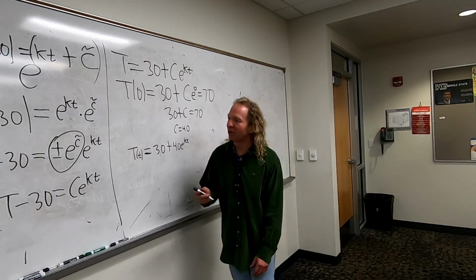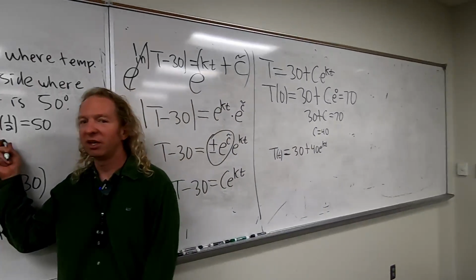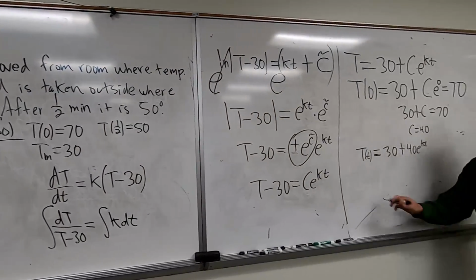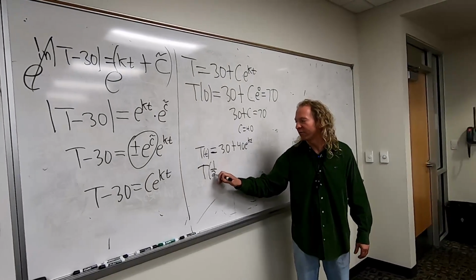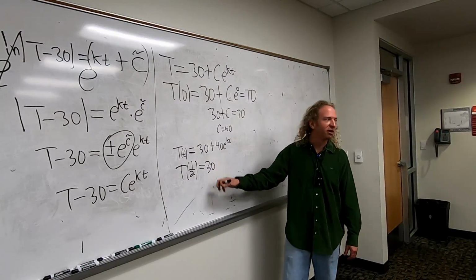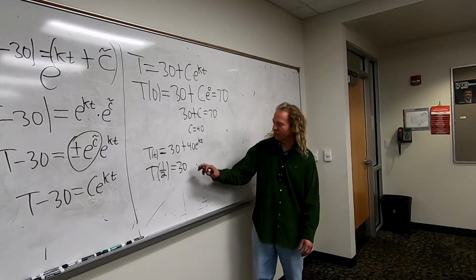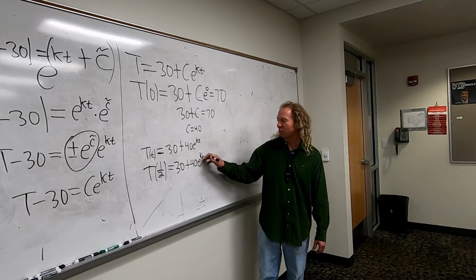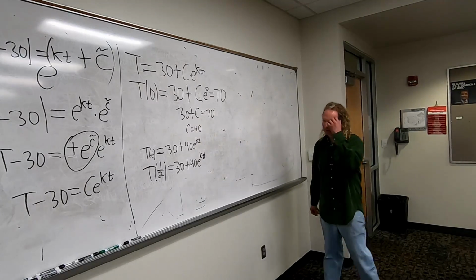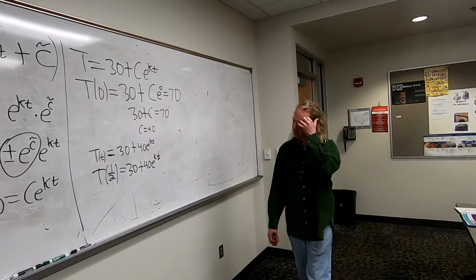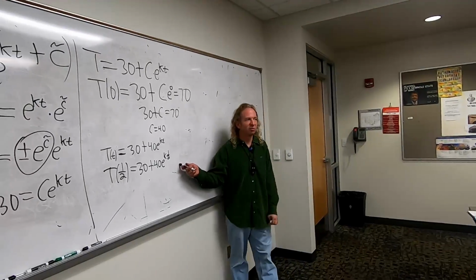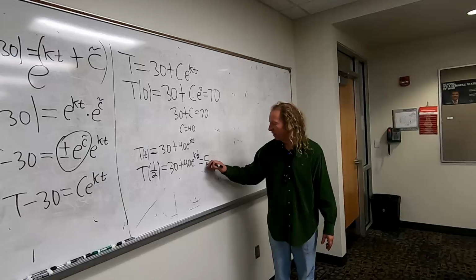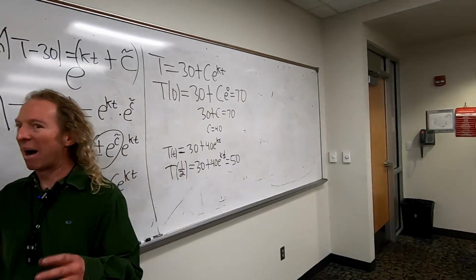Now we have to find k. So we have to plug in 1/2 for little t and set it equal to 50. So let's do it. It'll be T of 1/2, which is 30 plus 40 e to the k times 1/2. What do we set this equal to at this point? 50. Yep, it's the other boundary condition.